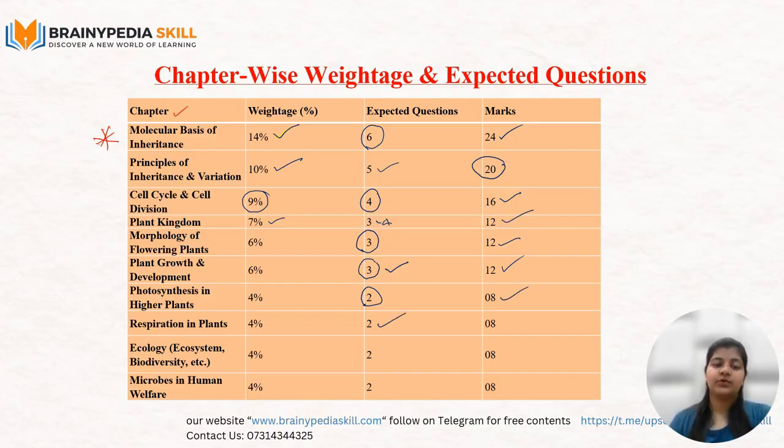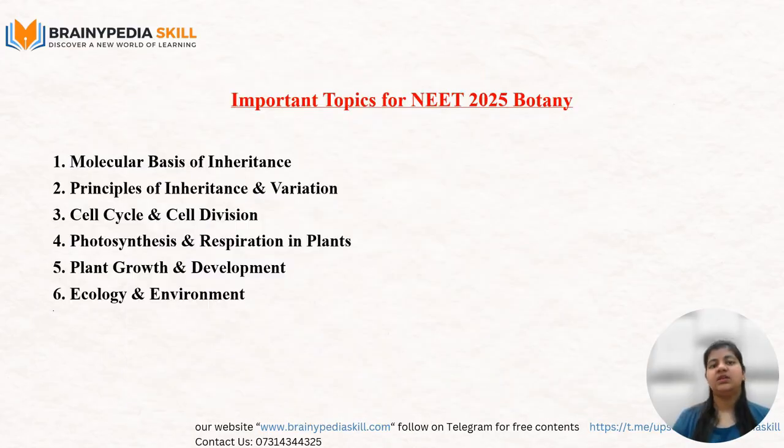You can expect two questions, again the same from ecology and microbes in human welfare. So from all these four units you can expect to have two questions from each unit. Okay, so you can gain 8 marks from each unit. So if you focus on these topics alone, you can gain easily up to 120 marks in botany. So your 120 marks are going nowhere if you prepare these units.